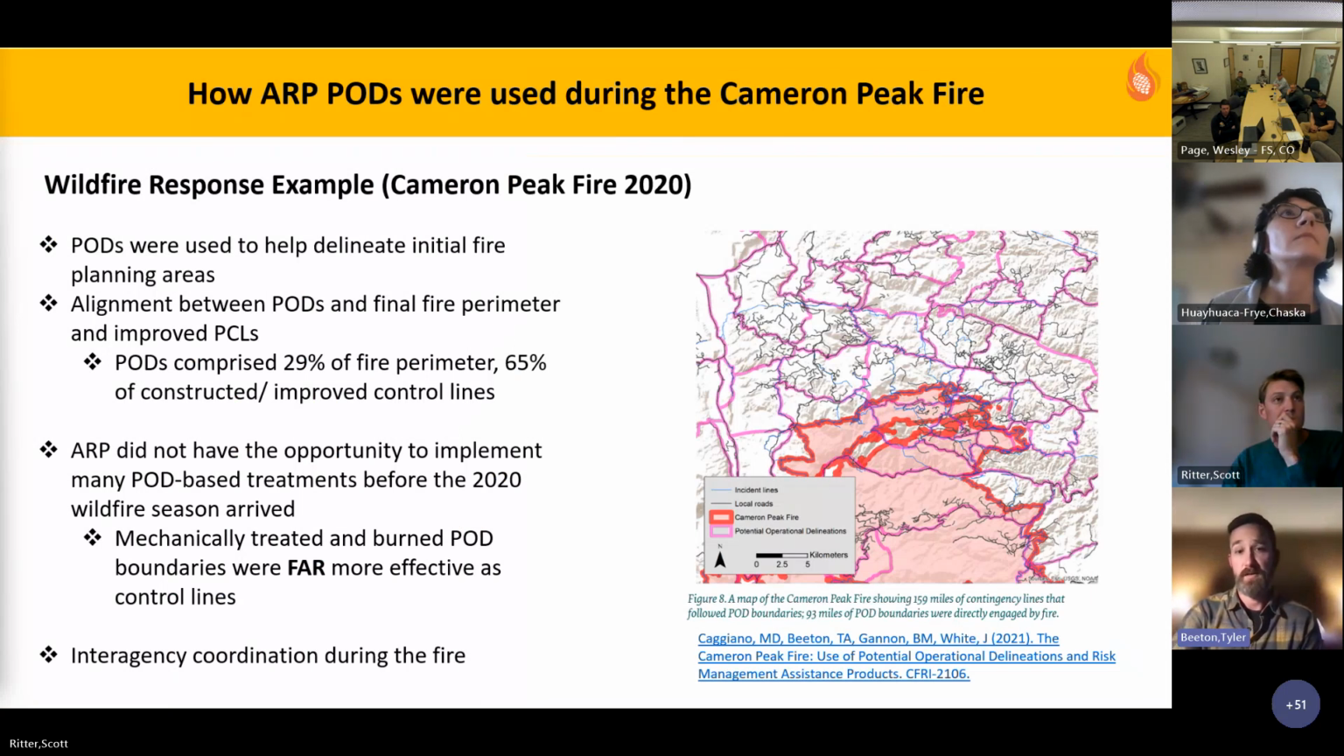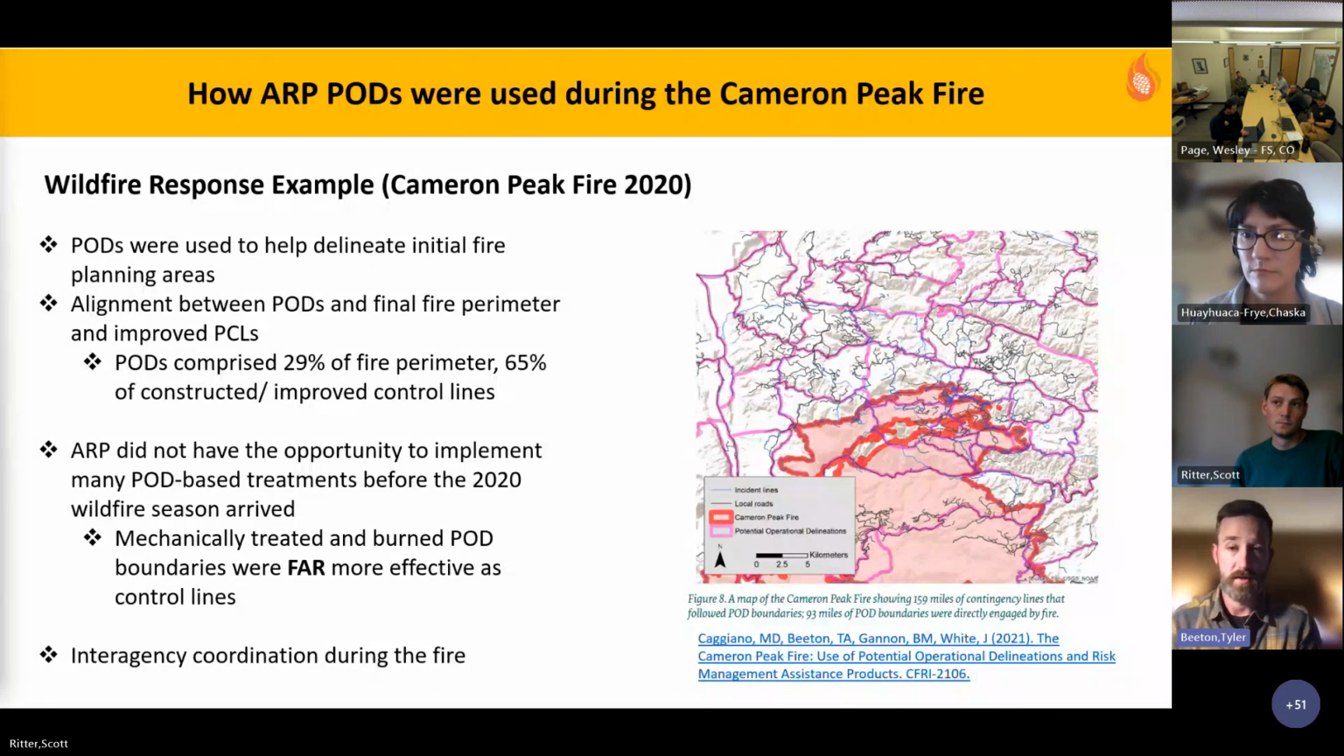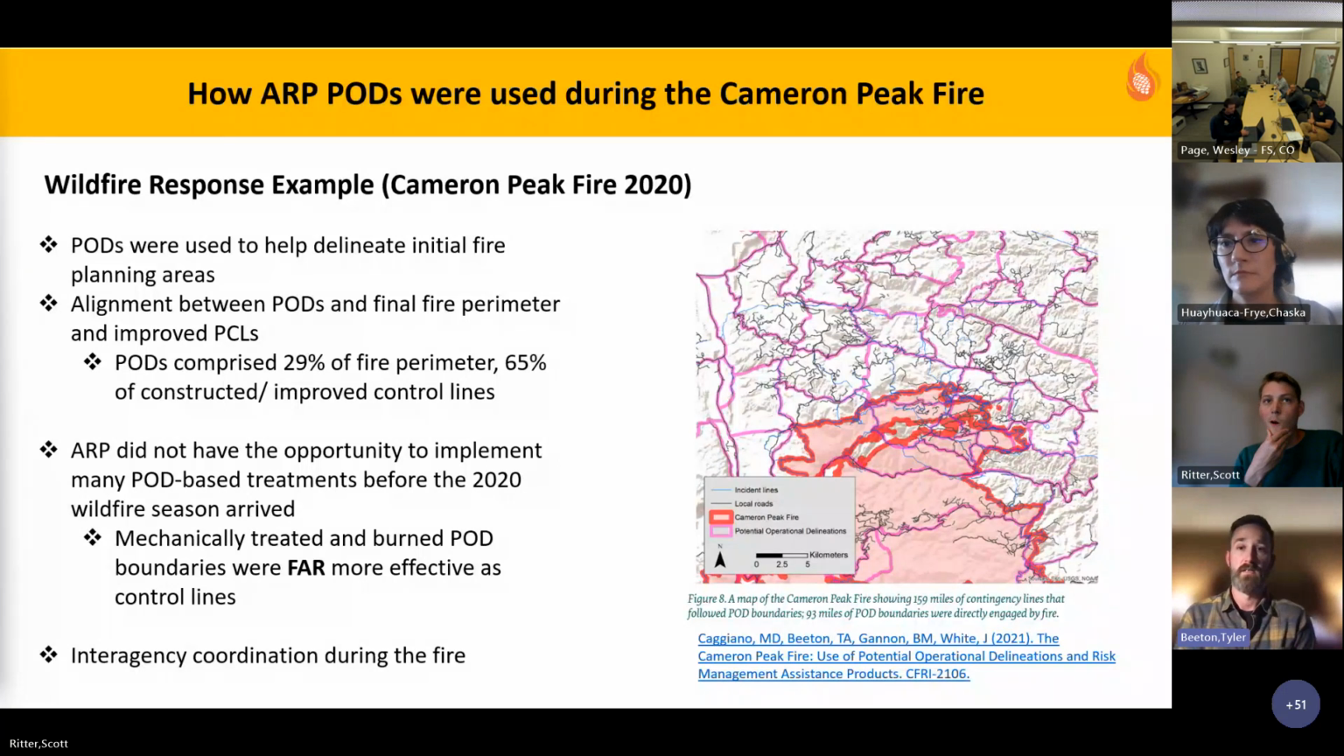So I wanted to provide some local examples here. Mike Caggiano led an effort to provide a review or synthesis about how pods and other spatial analytics were used on the Cameron Peak Fire. We're all very familiar with that fire. It started in August 2020 and lasted almost 90 days, and became the largest fire in Colorado history.